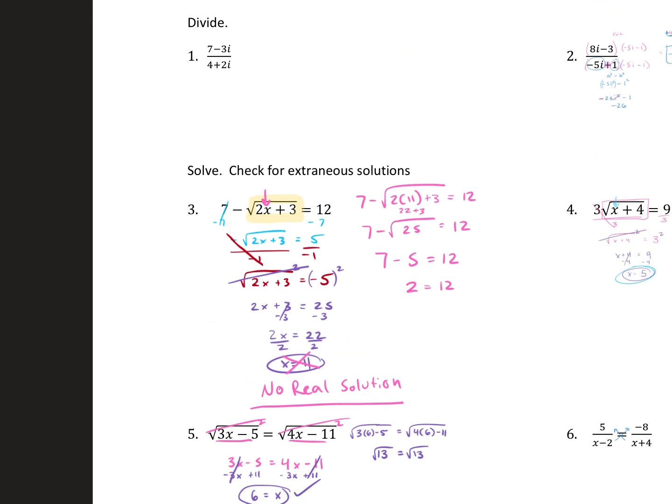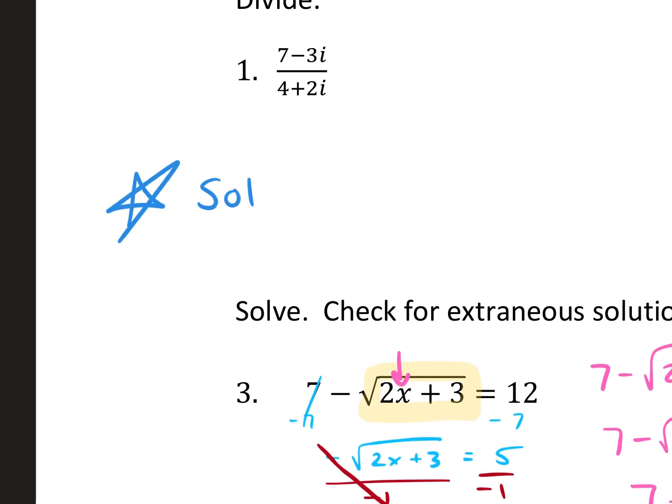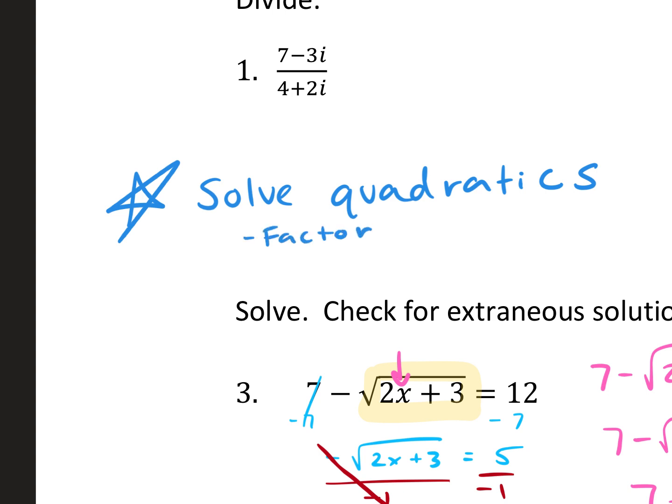The only thing that's not in the review that you might see on the test is just regular solving, like solving quadratics. So make sure you know how to solve quadratics. Just like the quiz, yeah. So solving quadratics, you would try to factor. What do we do if it doesn't factor? Quadratic formula. So make sure you know the quadratic formula for the test tomorrow. So know everything from the quiz plus the review.